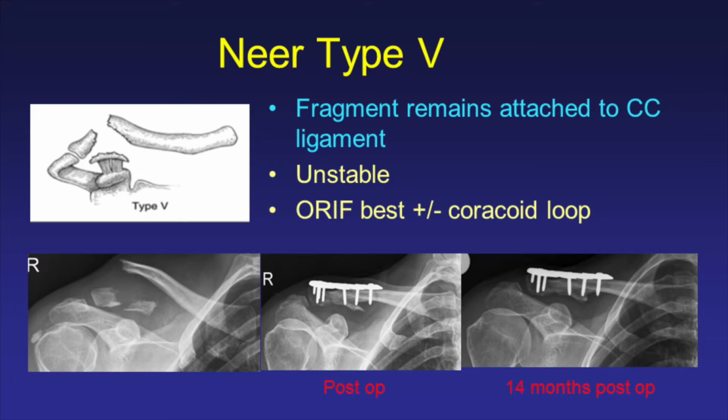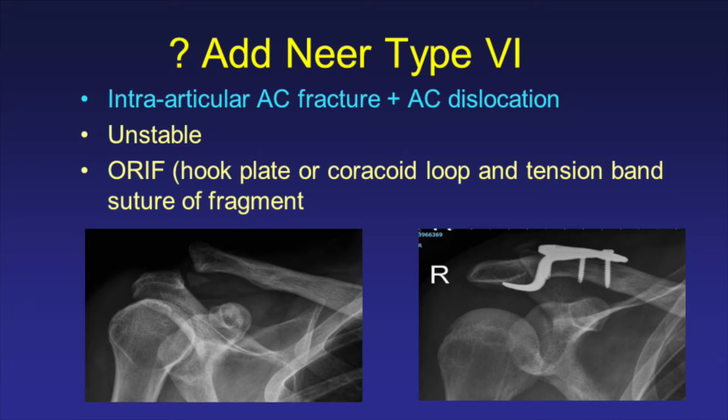The type 5 is a fragment that's left behind with the conoid and trapezoid ligaments attached to it, and this is also unstable, and again, open reduction internal fixation is better. We felt that maybe there should be a type 6 and a 7. We've seen a distal end of clavicle fracture with dislocation of the AC joint. And again, this is an unstable injury. For this particular one, we used a hook plate, but you could use a coracoid loop and a tension band of the fracture.